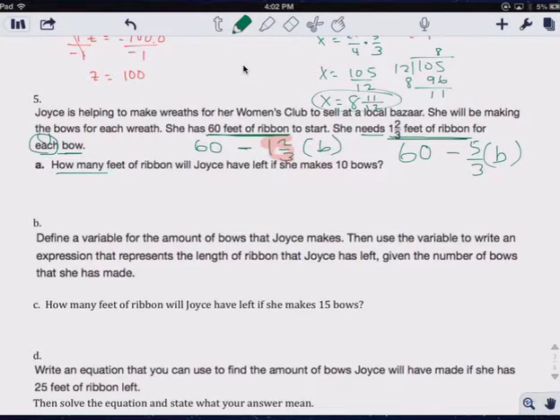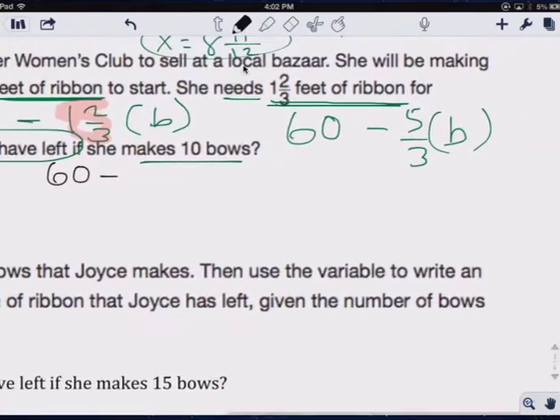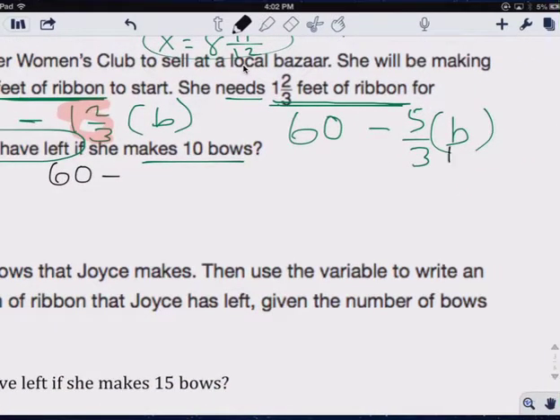They asked how many feet of ribbon Joyce will have left if she makes 10 bows. How much ribbon will it take for 10 bows? 60 minus, that's what she started with, 5/3 times 10. That's 60 minus 50/3.